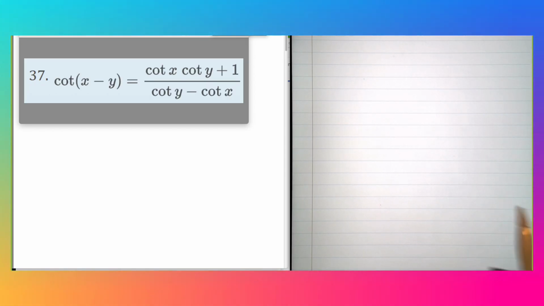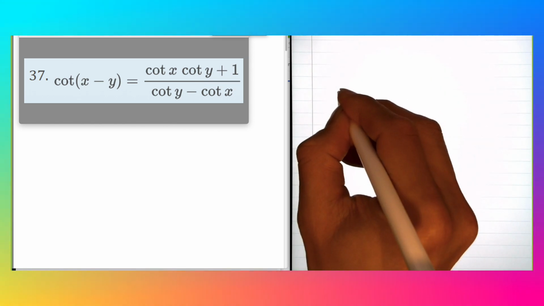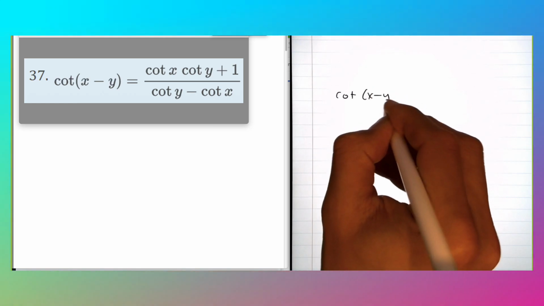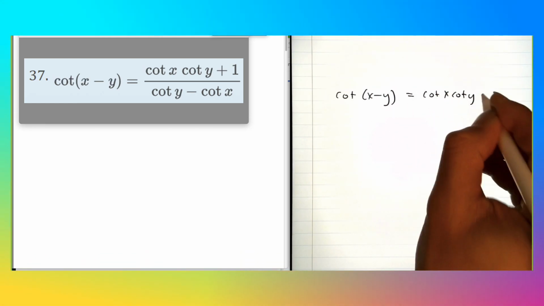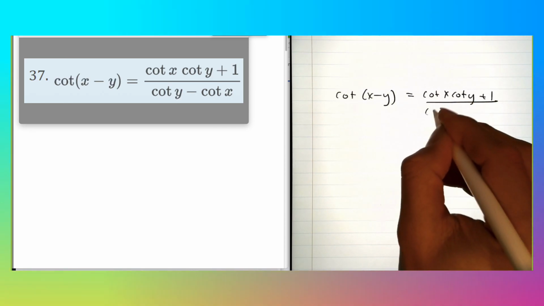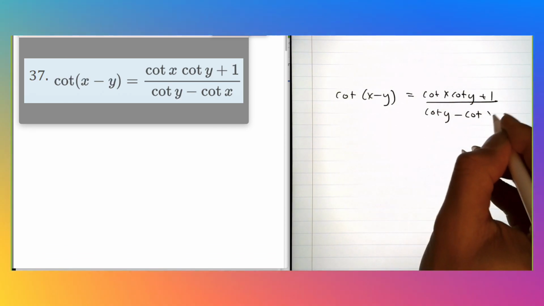Alright, in this video, we're gonna prove the left side equals the right side using a trigonometric proof. So let's start with cotangent of x minus y, and we'll set that equal to cotangent x, cotangent y plus 1 over cotangent y minus cotangent x.